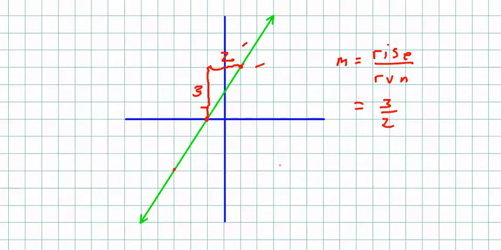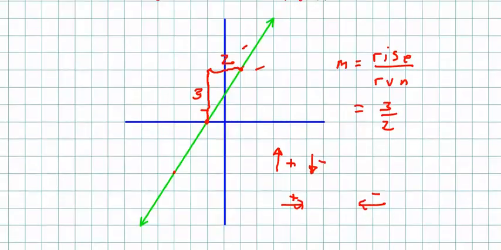At this point, I need to point out also that up is positive. If you go down, it's negative. If you go right, it's positive. If you go left, it's negative. All right, that's all there is to it. Let's draw another one now.